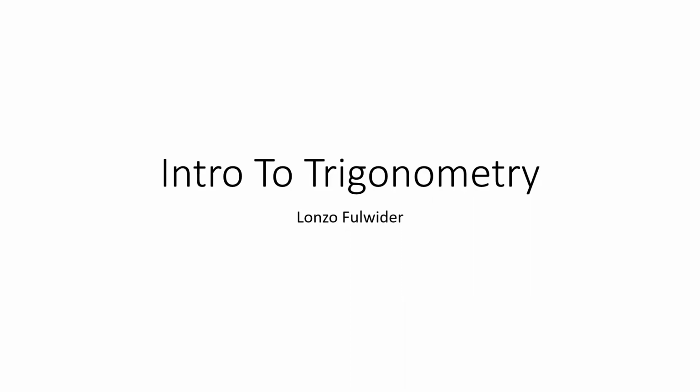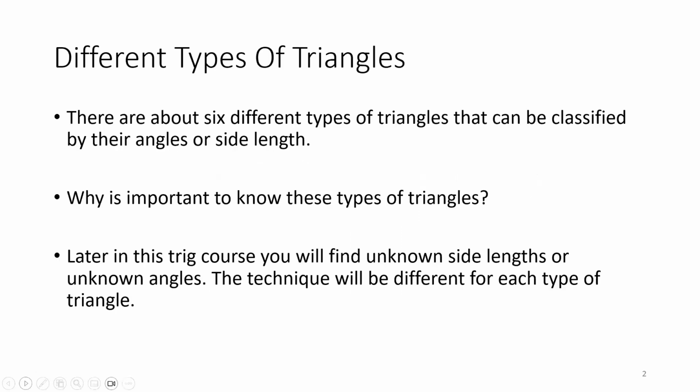So in this section, I will go over the different types of triangles based on their angles or side lengths. I will explain why it's important to know the different triangles for this course. Okay, so let's talk about triangles. There are different types of triangles. There's about 6 different types of triangles that can be classified by their angles or their side lengths. So why is it important to know these types of triangles?